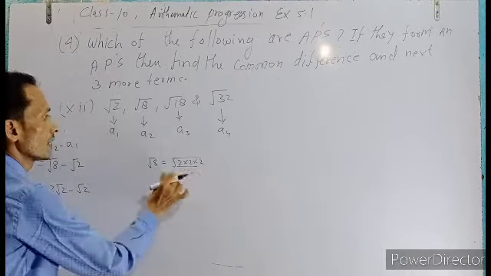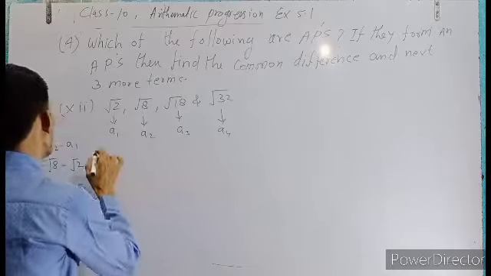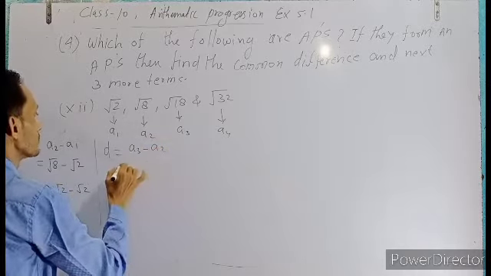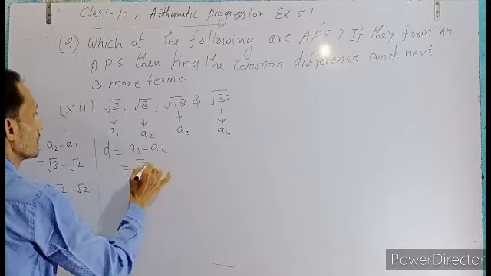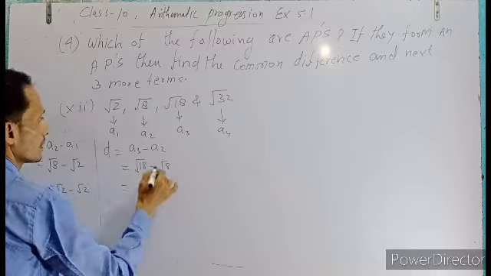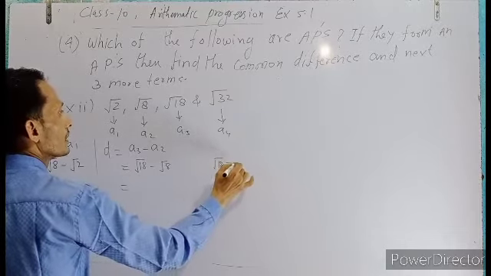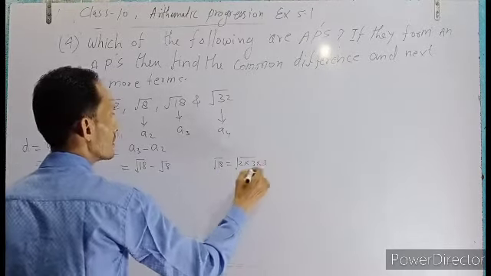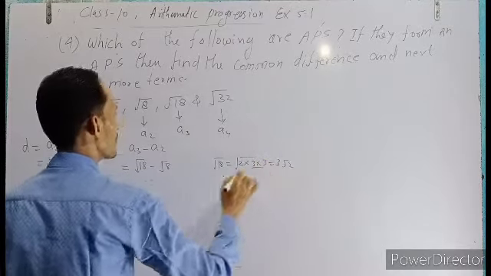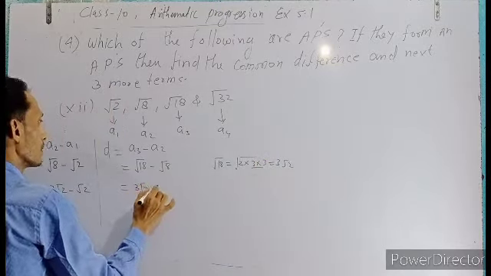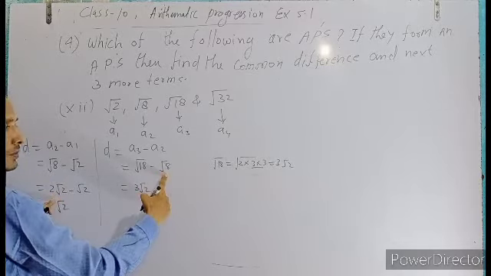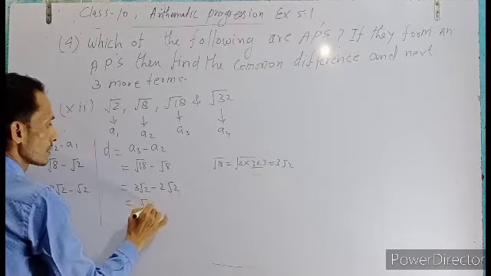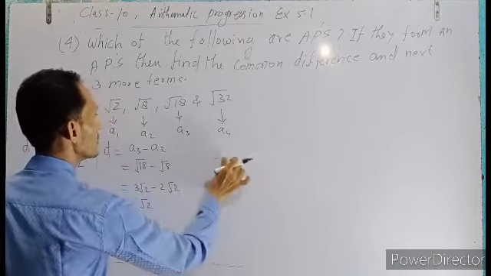Similarly for the other one, D also is A3 minus A2, that is root 18 minus root 8. Root 18 you can find the same way, 18 is 2 times 3 times 3, this pair will come outside, 3 root 2. So root 18 means 3 root 2, minus root 8 which is 2 root 2. 3 root 2 minus 2 root 2 will also come root 2. So we can say that the common differences are same.